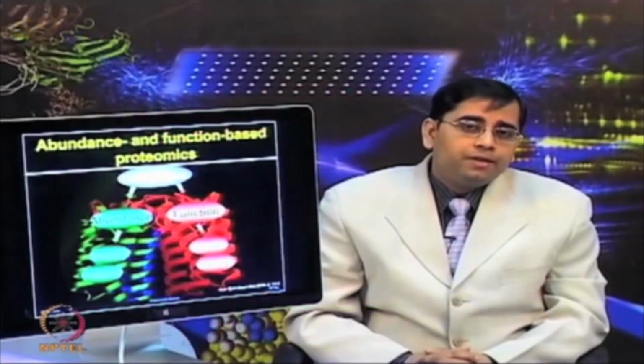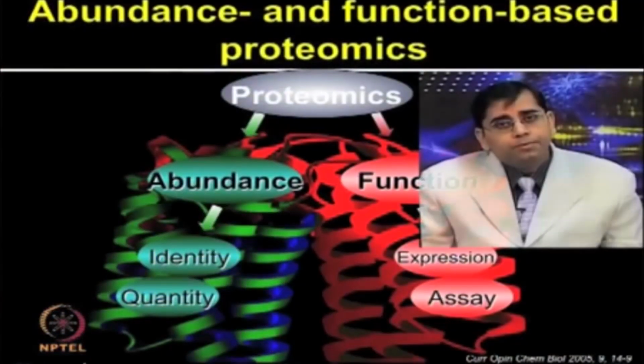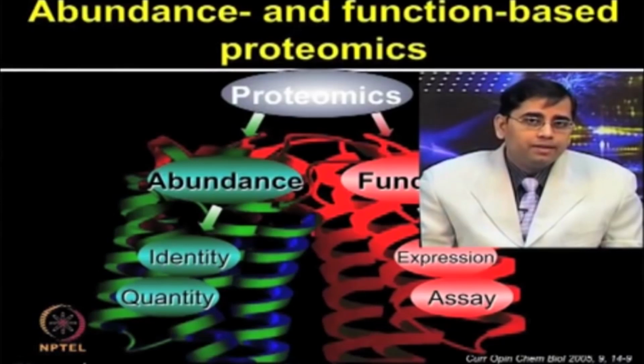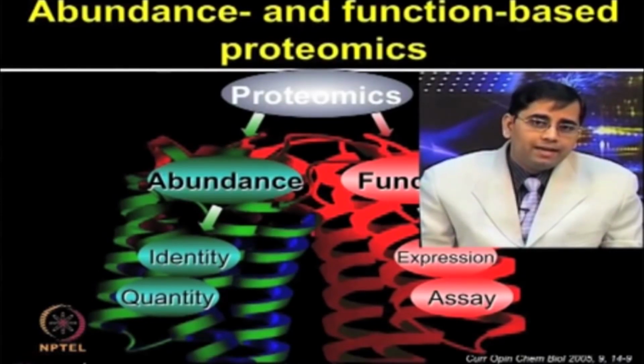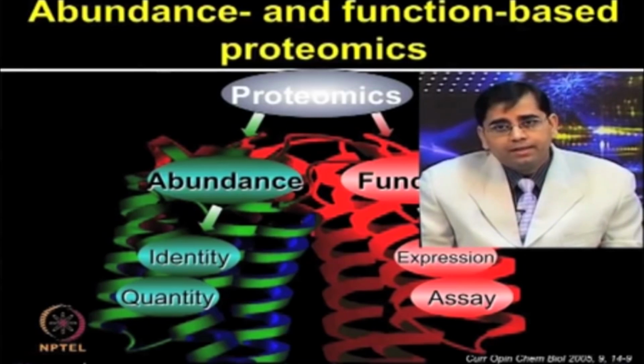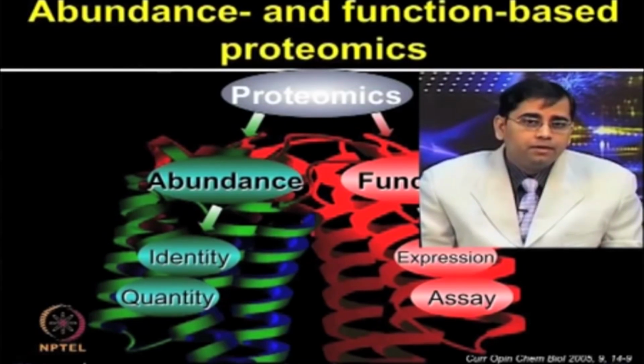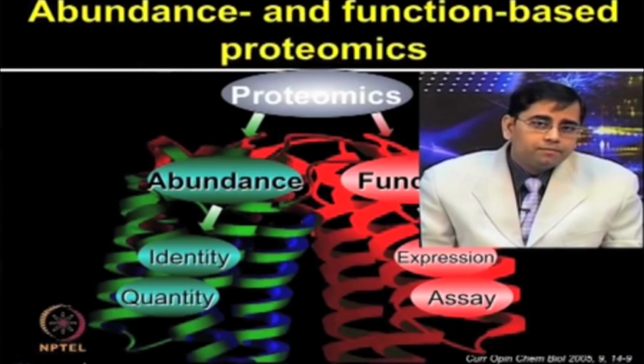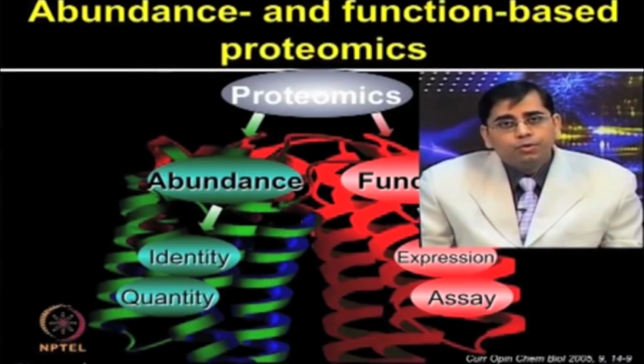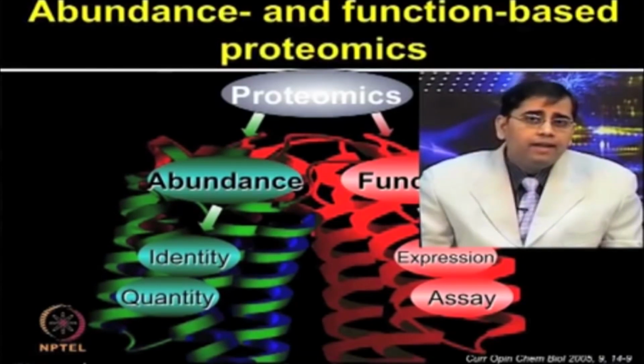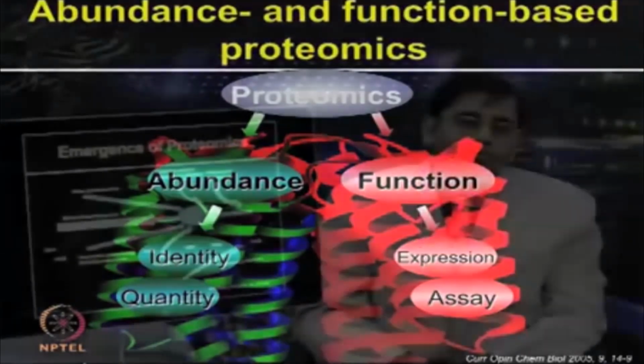The proteomic discipline can be grouped under two major disciplines, abundance and function based proteomics. The abundance based proteomics aims to measure the abundance of protein expression, whereas the functional proteomics aims to determine the role of proteins by addressing protein interactions and their biochemical activities.